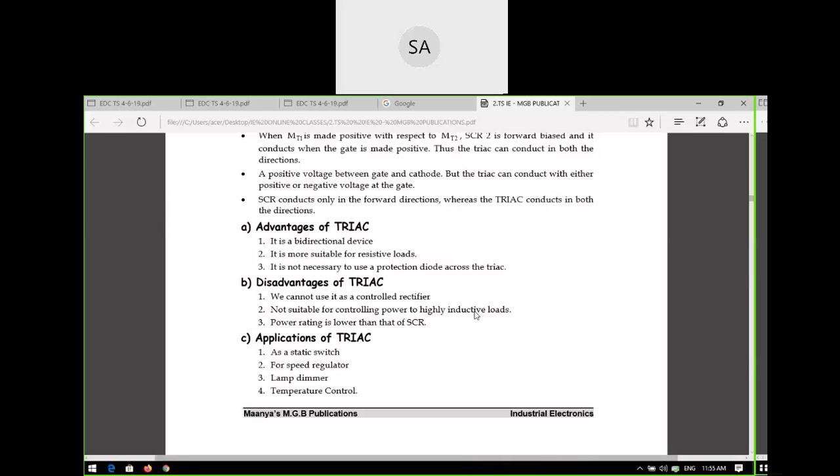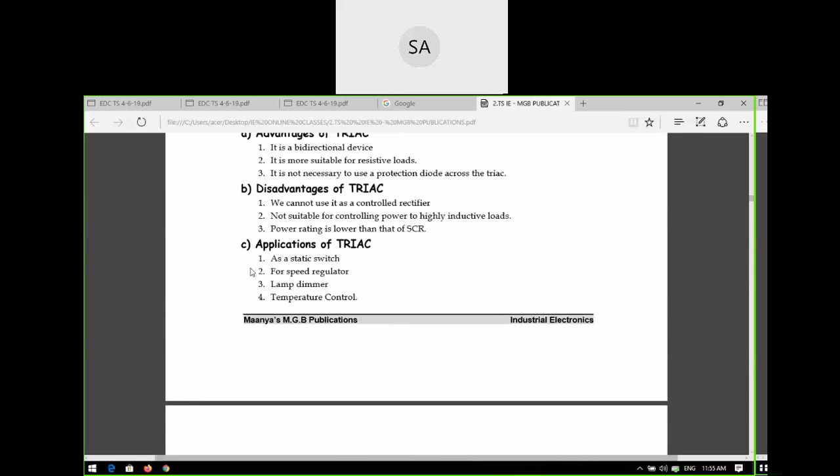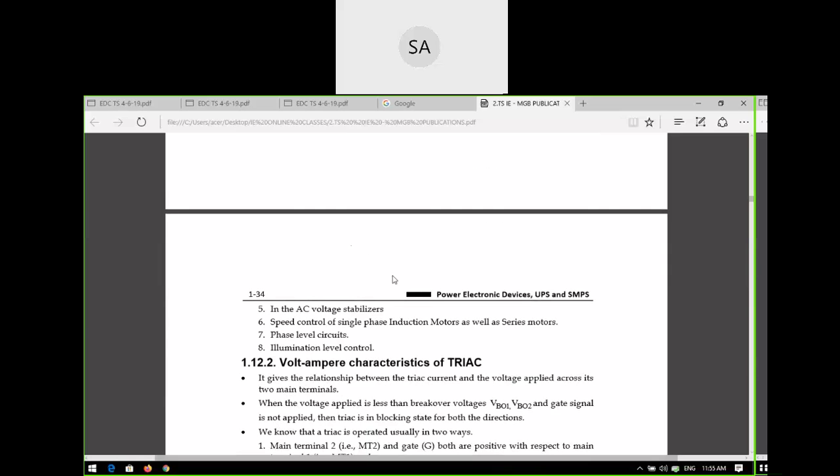I already discussed the same as that of DIAC applications, because the DIAC operation and TRIAC operation are both the same, but the extra two modes are added due to the control element of the gate. So TRIAC is used as a static switch as well as a speed controller, fan speed controller, lamp dimmer, temperature controller, and in AC voltage stabilizers.